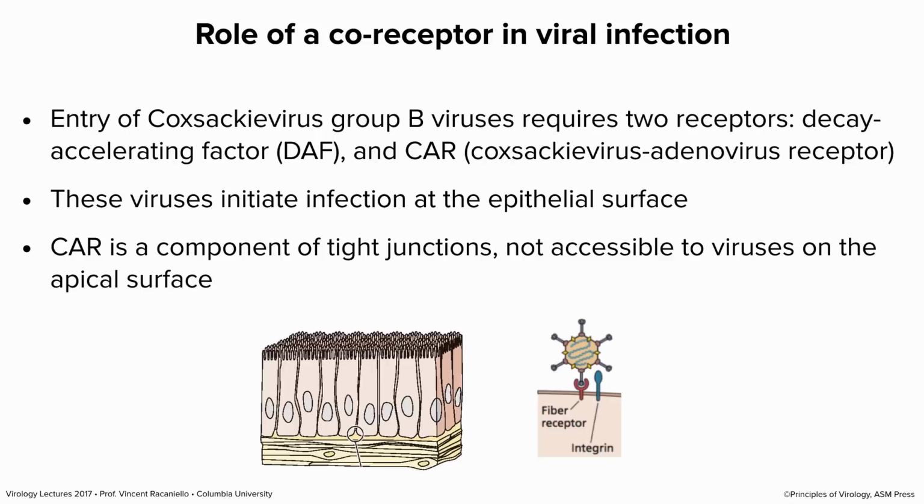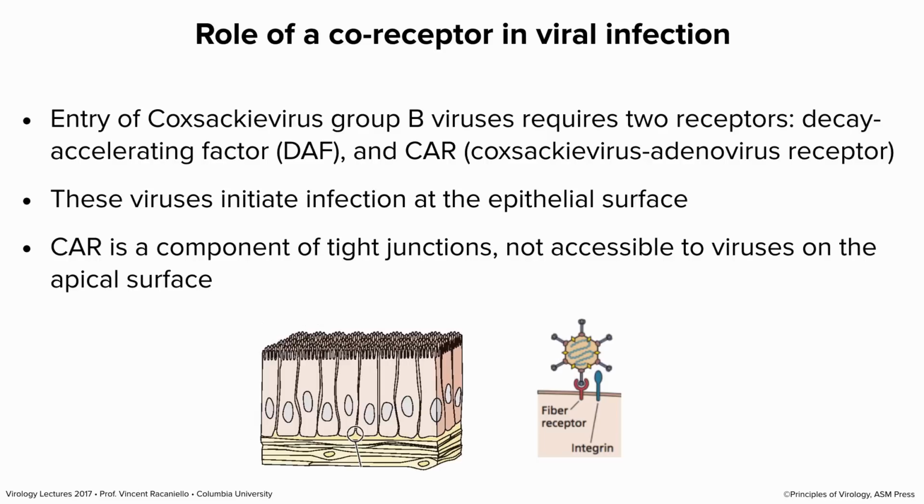Let me give you an example of why you would need 2 receptors for a virus to get in cells. We talked about HIV, where you need 2 receptors for high affinity interaction and exposure of the fusion peptide. Here's an example with the Coxsackie virus receptor. These viruses need 2 receptors. One is DAF, decay accelerating factor, and the second is CAR, the Coxsackie adenovirus receptor. Now, Coxsackie viruses initiate infections at epithelial surfaces, either in your respiratory tract or your gut. CAR is a component of tight junctions, though. How does the virus get to it if it's in a tight junction? DAF is on the cell surface, but not CAR.